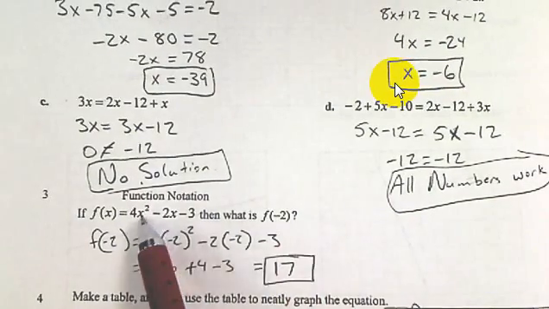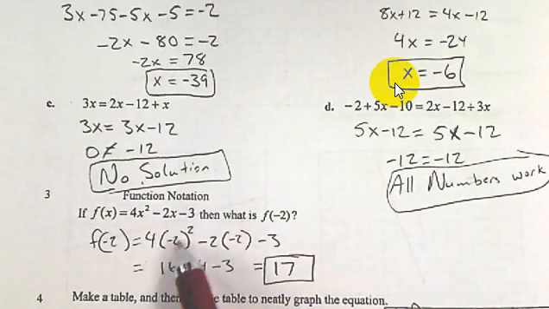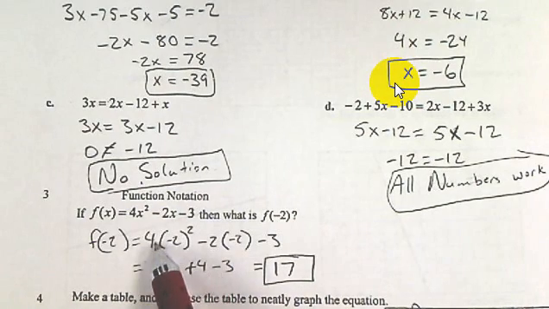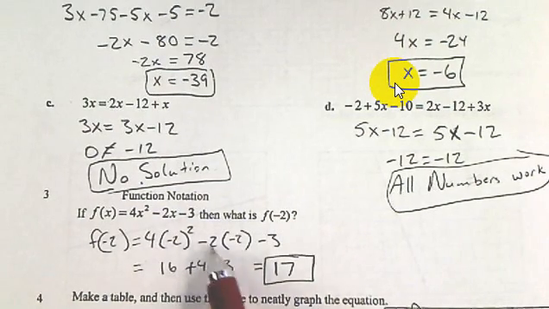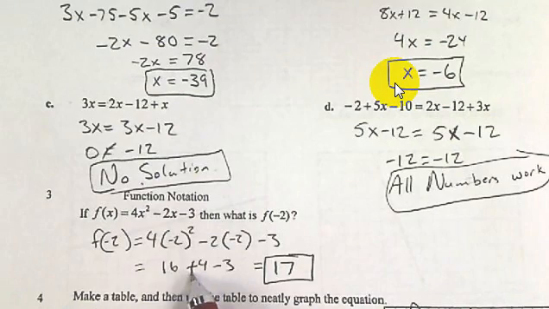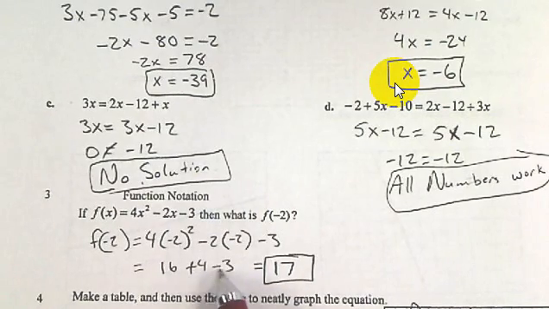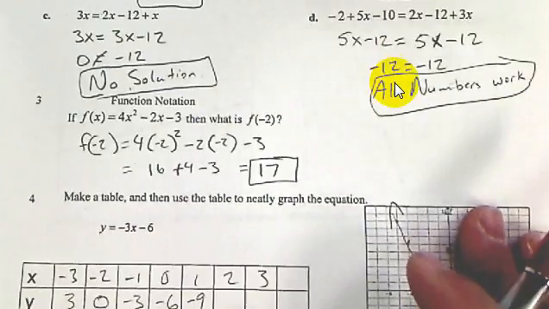Plugged in -2 for each x here. Square it, that's 4. 4 times 4 is 16. Negative times negative makes that a positive. 20 minus 3 is 17.